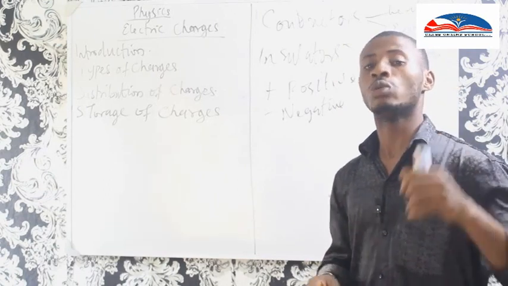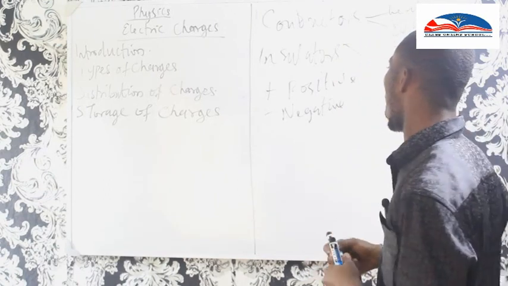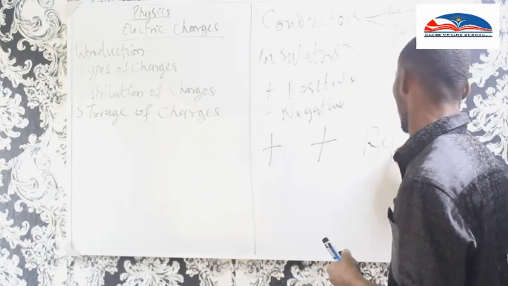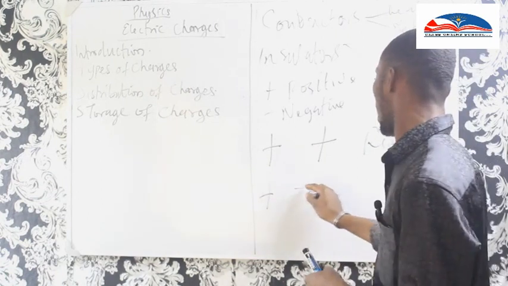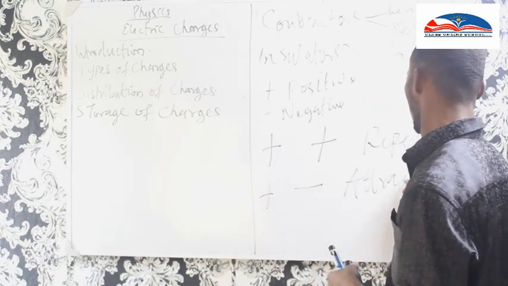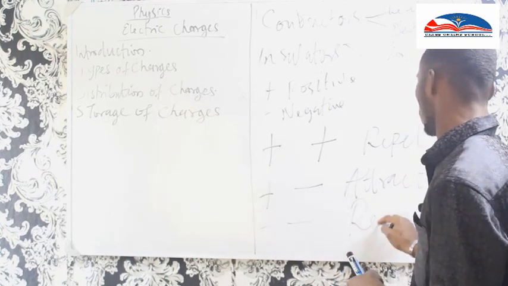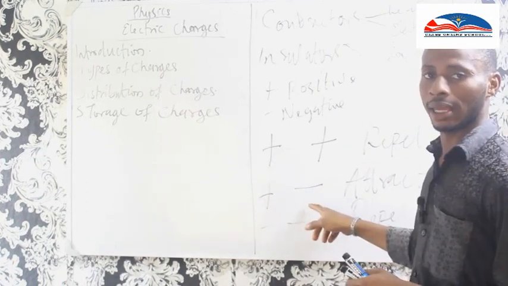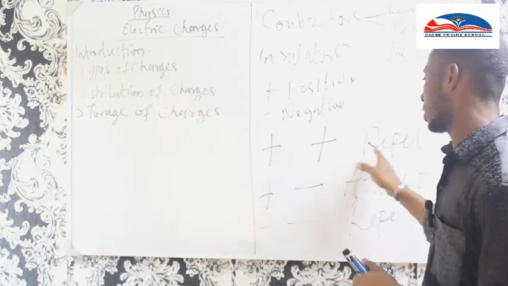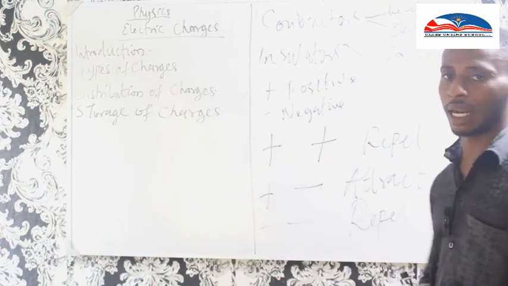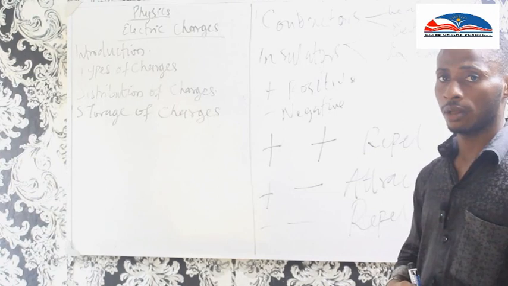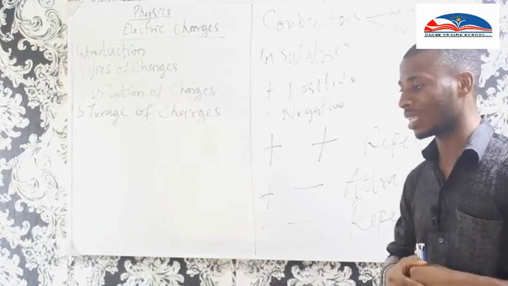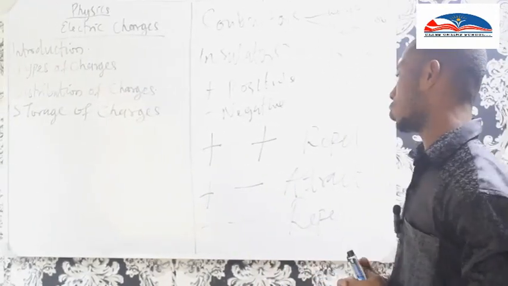These are the types of charges, and we would like to know how they work. Positive and positive repel, while positive and negative attract, and negative and negative also repel. This means likes repel and unlikes attract. That is, like charges repel each other, while unlike charges attract each other. So we have known the types of charges and how they work.